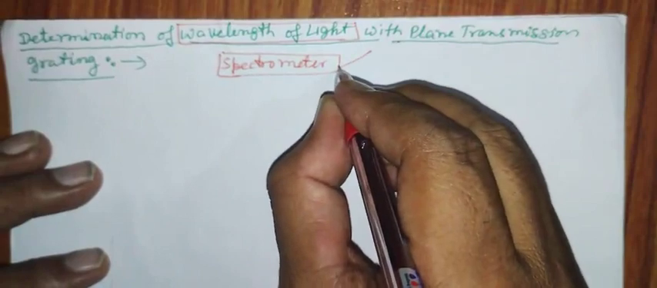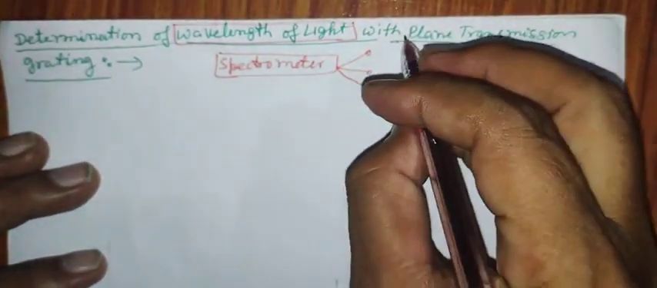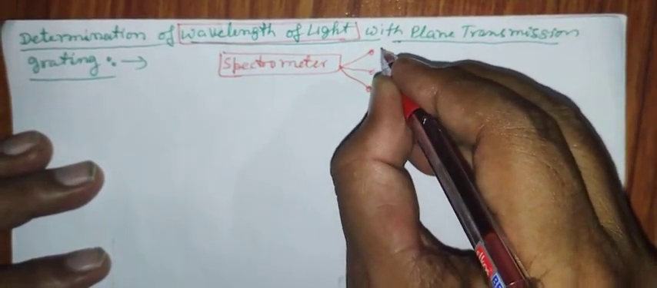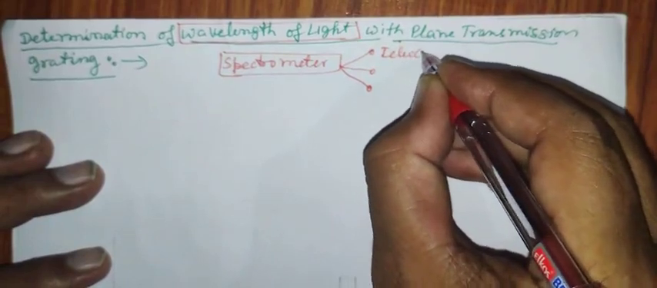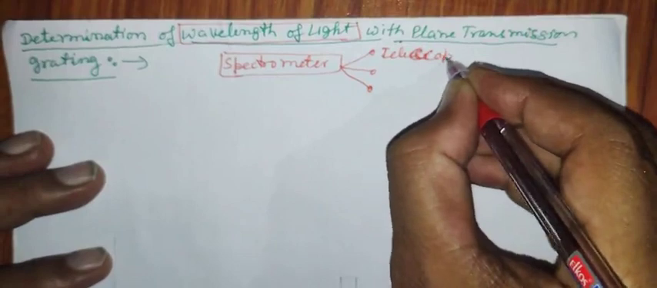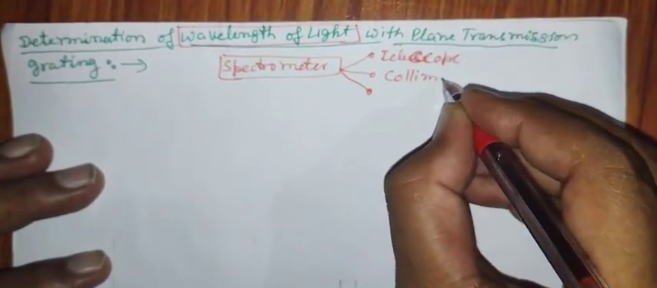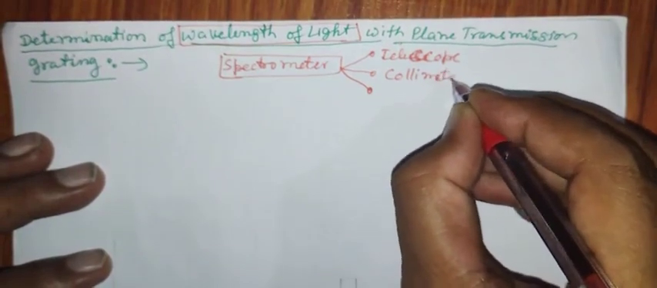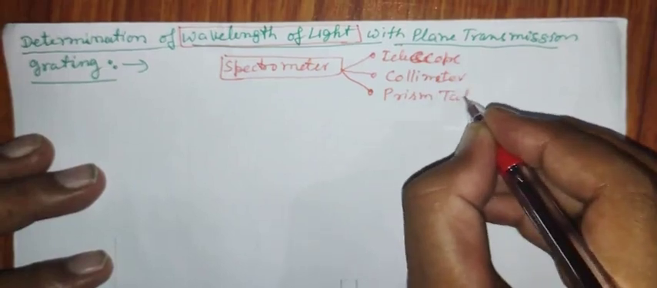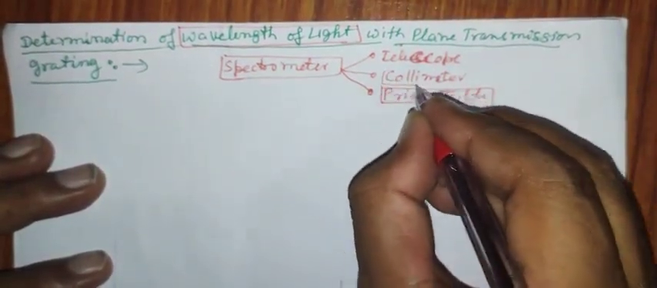Actually, this spectrometer consists of three main parts. One is known as the telescope, the second is the collimator, and the third is the prism table. These are the three parts of the spectrometer.